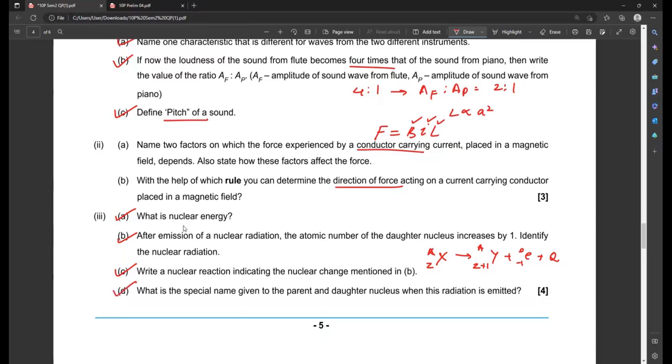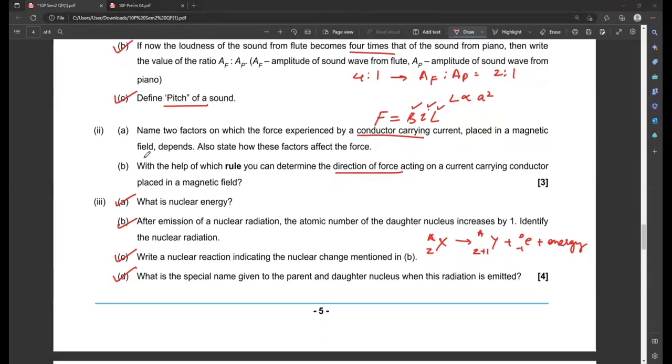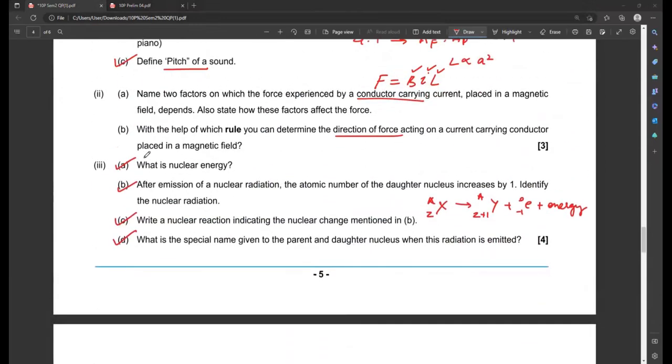Yeah, so for Q, we can write energy also, right? Yeah. In place of Q, you can write energy. Name this special name. Is it the isotope? Okay, the isobar, right? Isobar. Yeah, because the Z value is changing. So isobar you have to write.